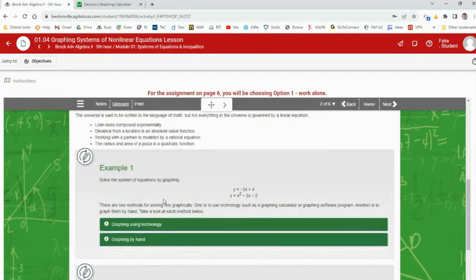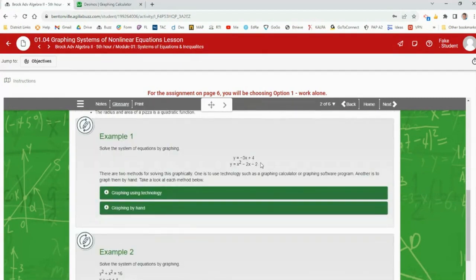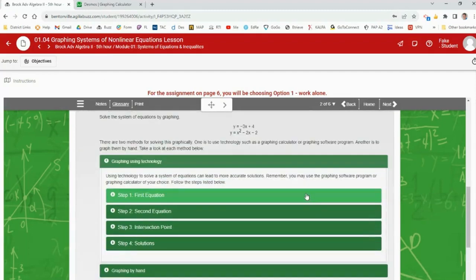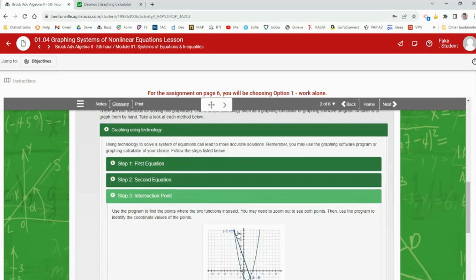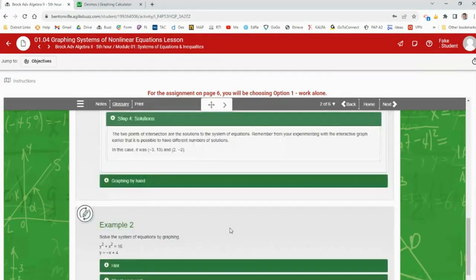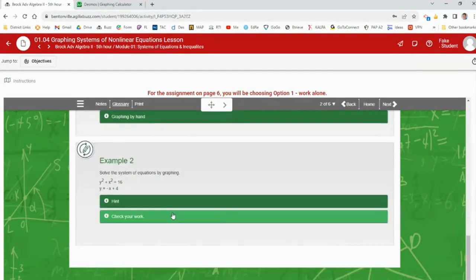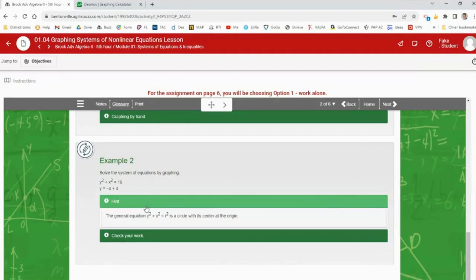They talk about solving this by graphing. All you have to do is graph those 2: first equation, second equation, find the point where they intersect, and those are the solutions. So we were doing that. Here's a hint. X squared plus y squared equals r squared is a circle. So that's just telling you that that's a circle in the first one.